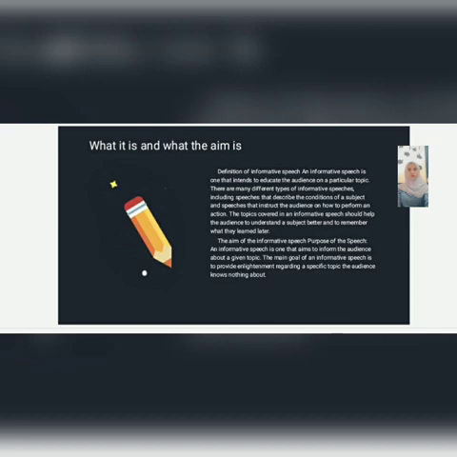The second is the purpose of this speech, which is to inform. An informative speech is a speech that aims to inform and provide enlightenment about a topic that is not yet known by the audience.